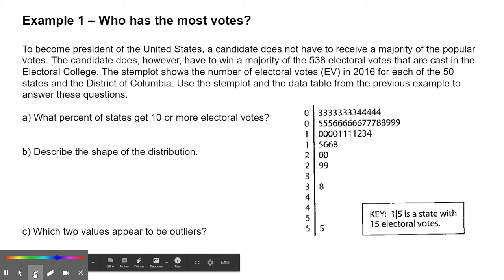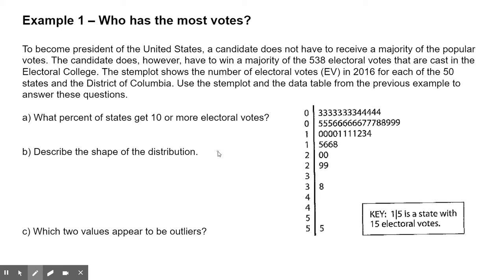All right, here's our example. To become president of the United States, a candidate does not have to receive a majority of the popular votes. The candidate does, however, have to win a majority of the 538 electoral votes that are cast in the Electoral College. In 2016, Hillary Clinton actually won the popular vote, but Donald Trump won the Electoral College. That's just how our system works, and it's up for debate how it should really be. The stem plot shows the number of electoral votes in 2016 for each of the 50 states and the District of Columbia. Use the stem plot and the data table from the previous example to answer these questions. Well, there's no data table from the previous example, so use the stem plot to answer these questions.